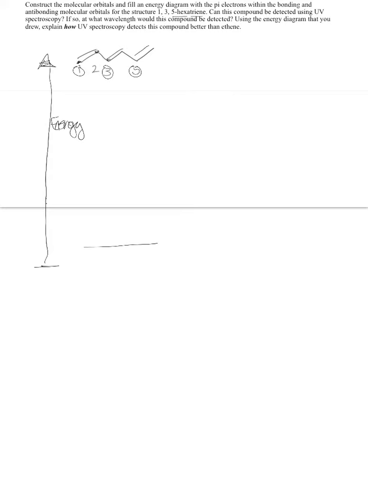Each one of these carbons is an sp2 orbital, so that means there's an unhybridized p orbital. So we have sp2, sp2, sp2. For every carbon we have an sp2 system, and then we have an unhybridized p orbital. 1, 2, 3, 4, 5, 6. So we have 6, and we're going to have 6 of these. So we draw 6, just like this. 1, 2, 3, 4, 5, 6.